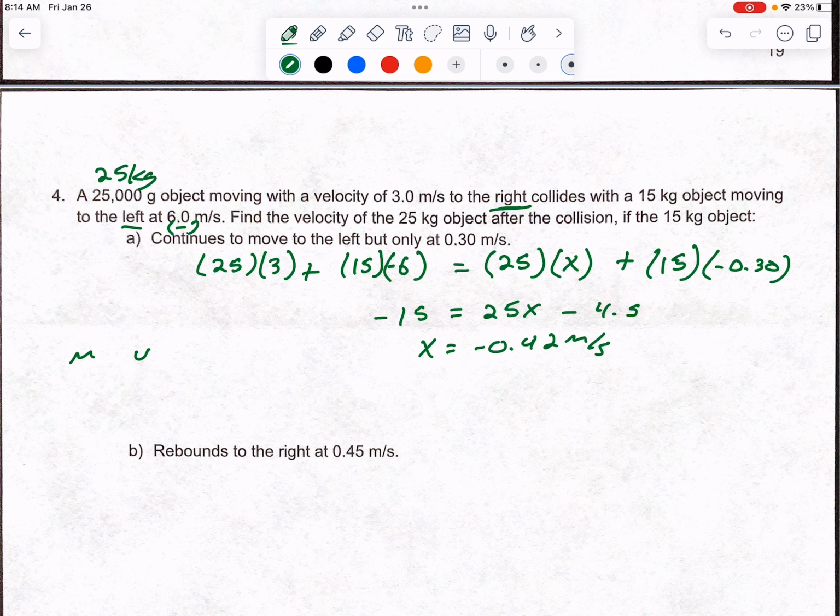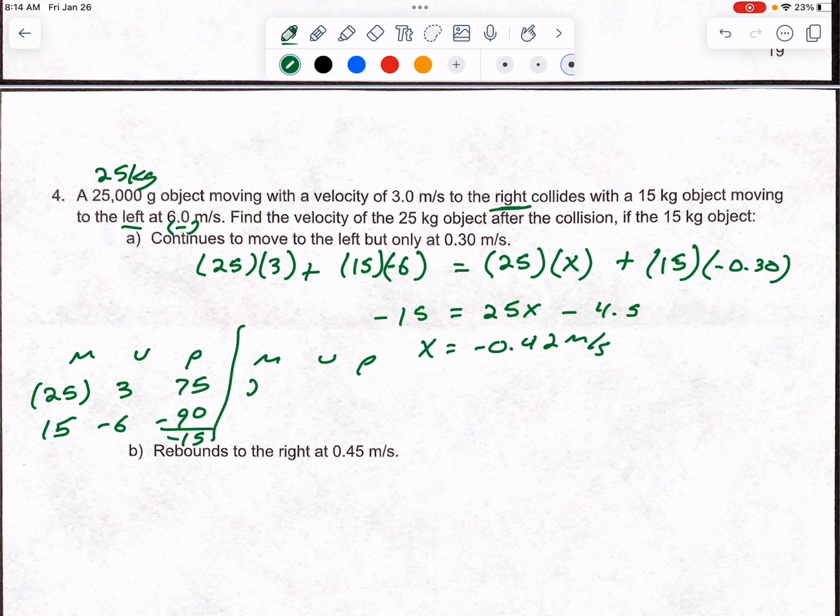Now, if you're going to do the MVP trick, you can do it that way. MVP: mass would be 25, velocity would be 3, so 25 times 3 is 75. Then you'd have mass 15 and a negative 6, so 15 times 6 gives you 90. That's negative 90. Add that up and you get negative 15 equals your left side.